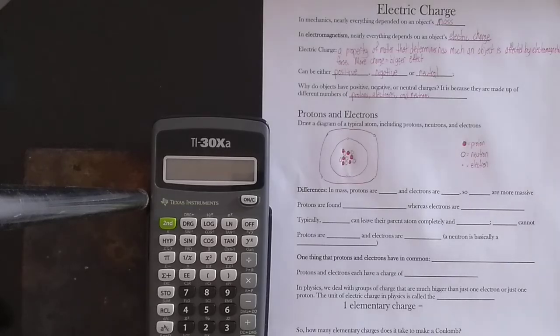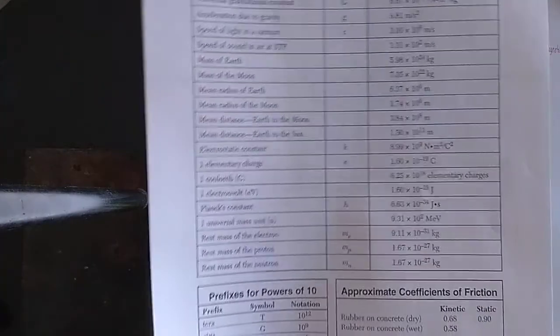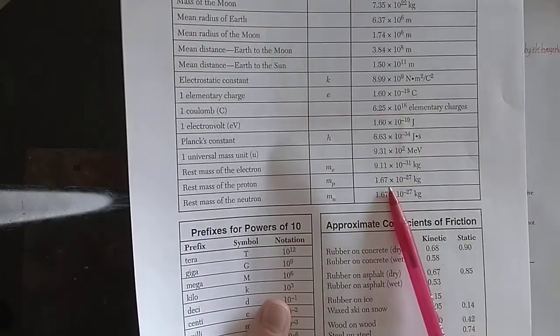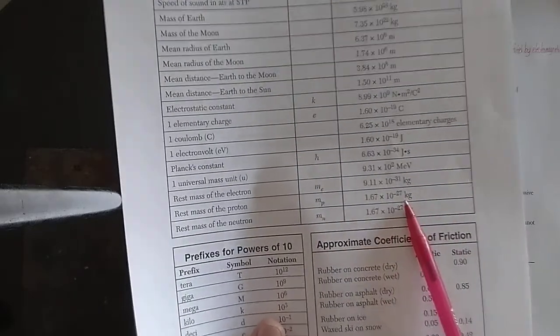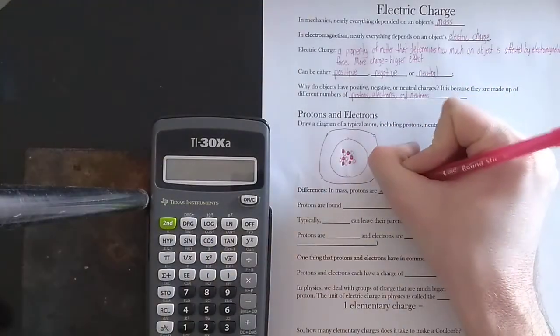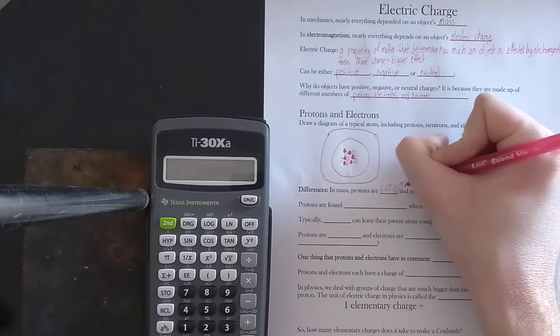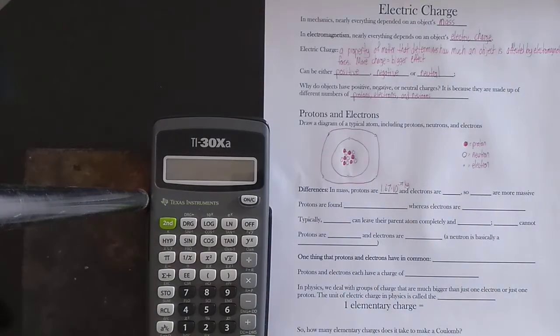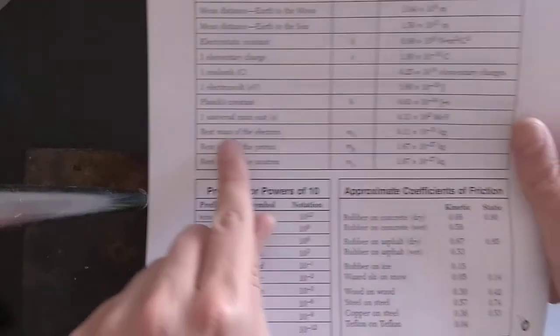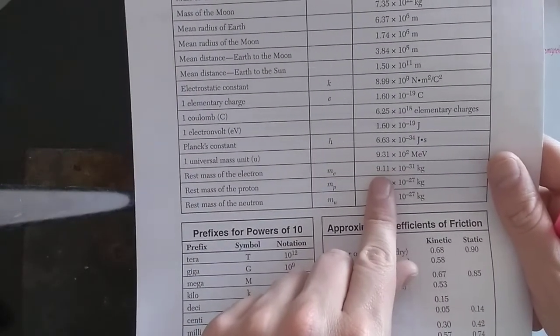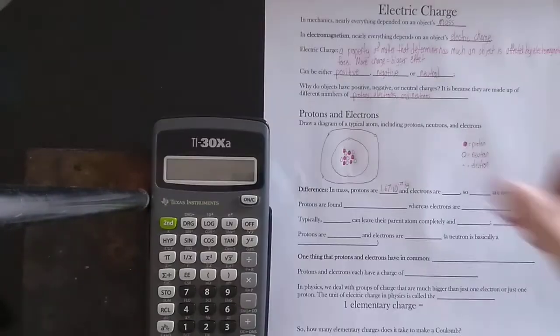In any case, let's talk about the differences between protons and neutrons. In terms of their mass, protons are much, much heavier. They have much more mass. Rest mass of a proton, 1.67 times 10 to the negative 27th kilograms. Now wait a second, I just said that protons are more massive. 1.67 times 10 to the negative 27th kilograms, that's tiny. But compared to the mass of an electron, don't worry about this word rest mass, the rest mass of an electron is 9.11 times 10 to the negative 31st kilograms.